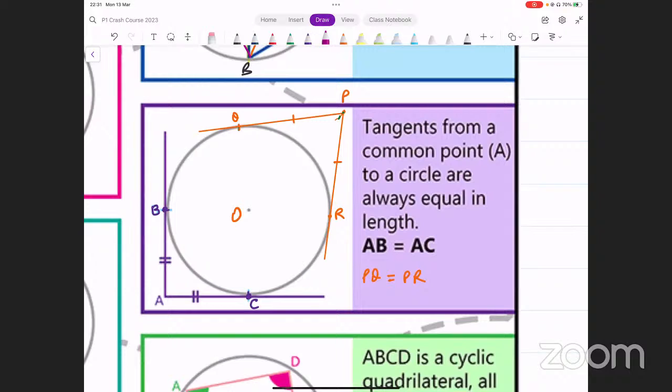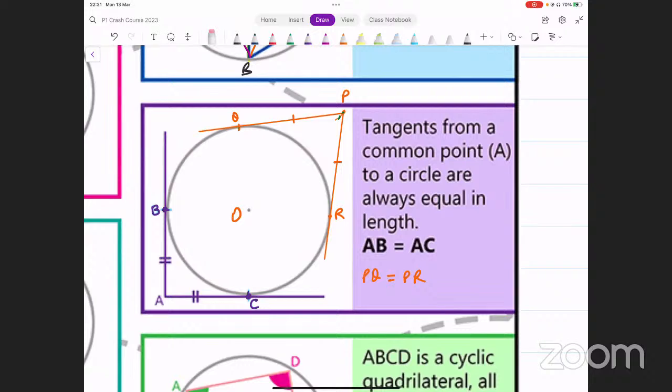Tangents from a common point to a circle are always equal. So for instance, if you have a point A here, and I make two tangents from the point A, one on this side, touching the circle at C, the other on the other side, touching the circle at point B, these two tangents are going to be equal to each other. So AB is going to be equal to AC. Now it looks like this angle is 90, but that's not always true.